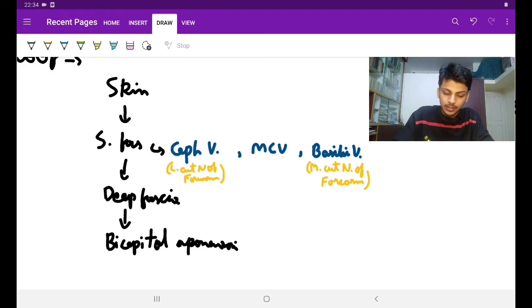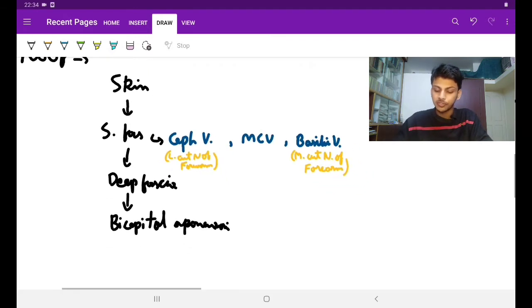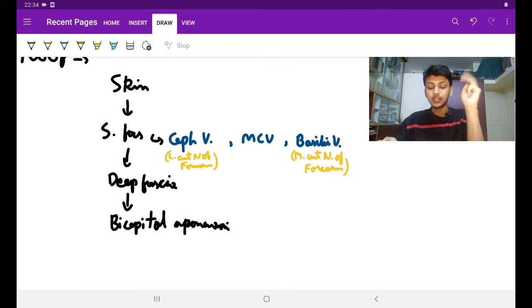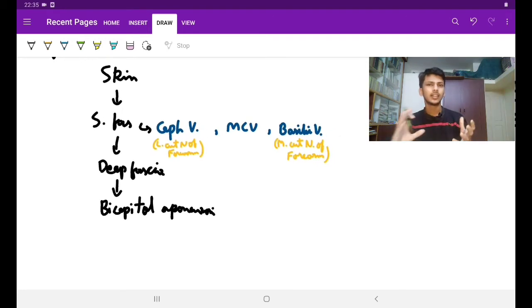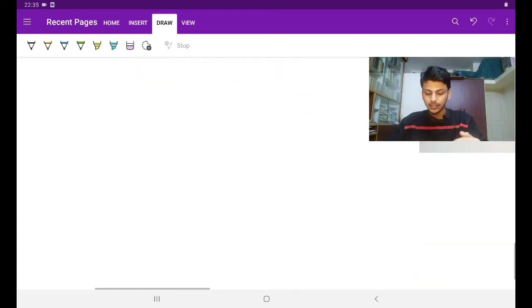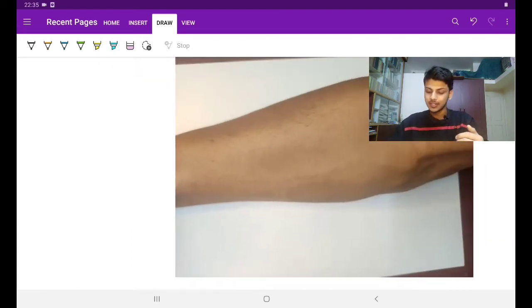See here guys, you are cutting the skin, you will find superficial fascia. Superficial fascia has three important veins and two important nerves. Not important, they accompany basically. Now then there will be deep fascia and bicipital aponeurosis. We'll just study that here now.